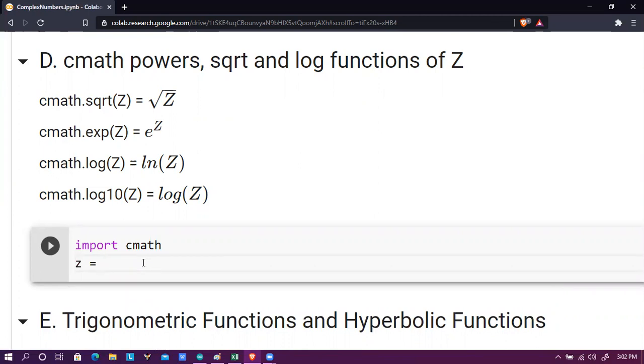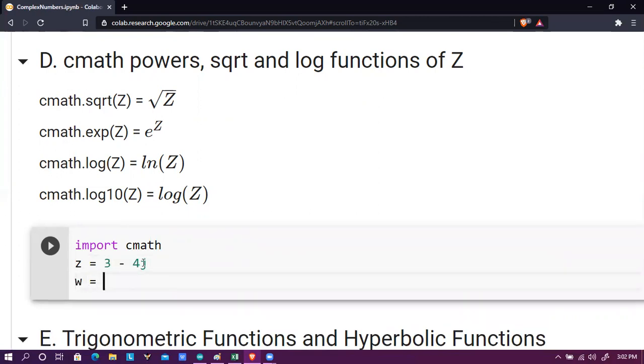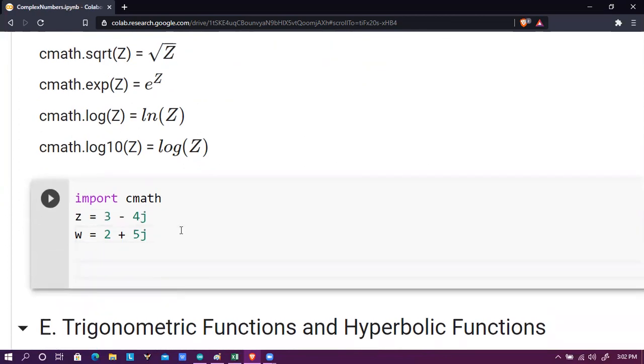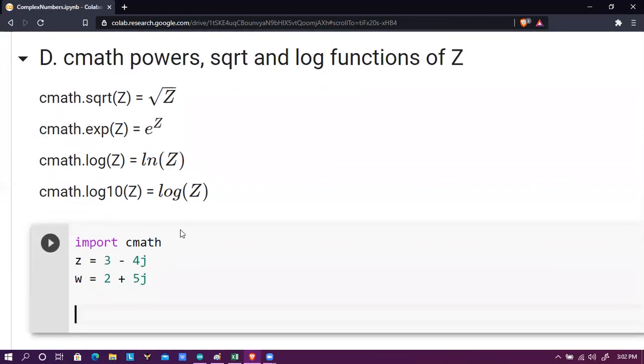Let's say z is equal to 3 minus 4j. Now, let's use this one. And I have here w equals 2 plus 5j. So we have two complex numbers, okay? Now let's take the product.